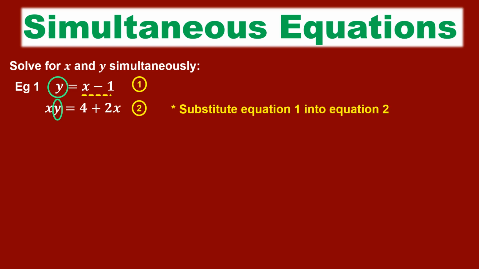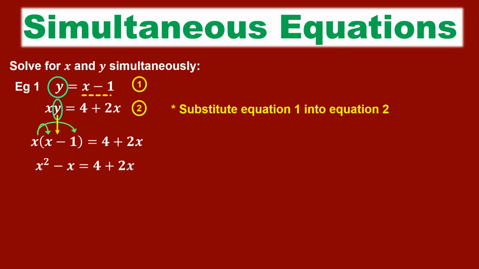So the first thing we're going to do is substitute equation 1 into equation 2, which means you end up with x times x minus 1, because that y I've just replaced with x minus 1, is equal to 4 plus 2x. If I multiply my x into the brackets, I end up with x squared minus x is equal to 4 plus 2x. And now we're just dealing with a simple quadratic equation.